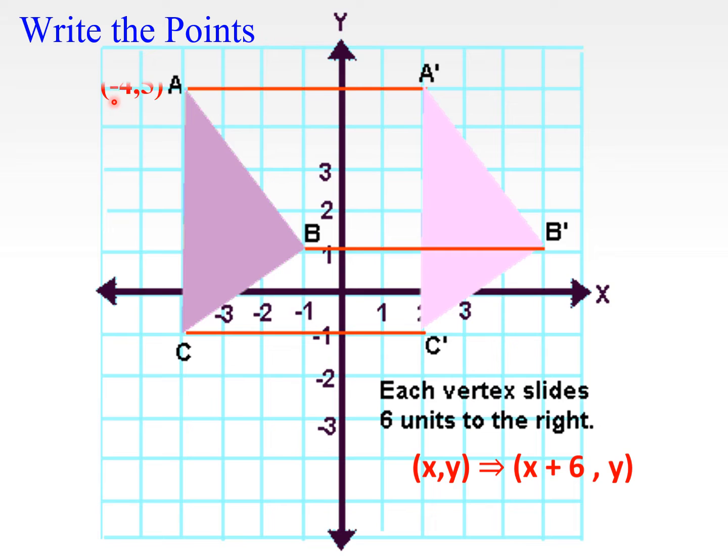So given that A is at negative 4, 5, then therefore A prime is at, so negative 4 plus 6 is 2. So it is at 2, 5. We copy y. Then if we have point B, negative 1, 1, negative 1 plus 6 is equal to 5. And then we copy the y coordinate 1. So B prime is at 5, 1. And then C is at negative 4, negative 1. Negative 4 plus 6 is 2. So C prime is at 2, negative 1.